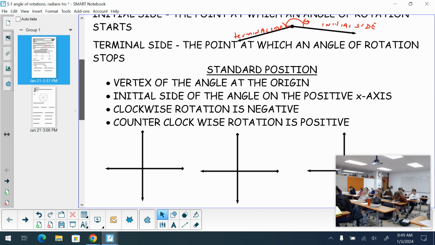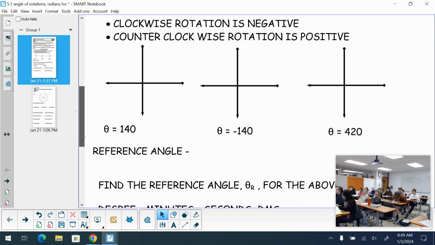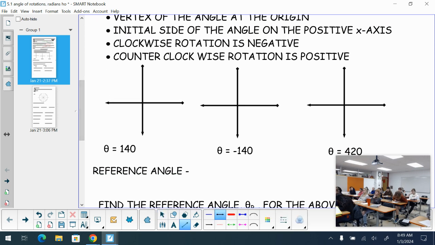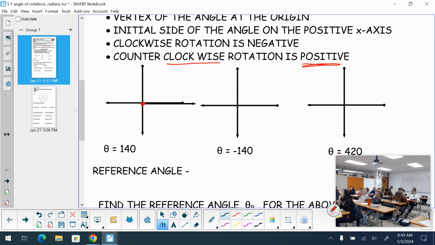So when we take a look at an angle here, we have an initial side on the positive x-axis. The vertex is at the origin. Counterclockwise rotation is positive, and clockwise rotation is negative.